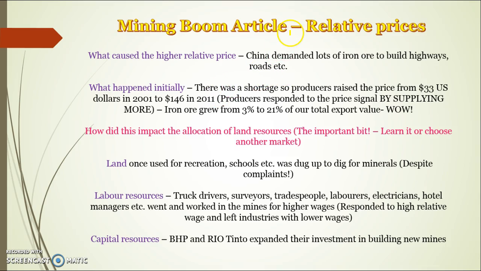Lastly, another example of relative prices is the mining boom. When we had a mining boom caused by China's demand for a lot of our commodities, that led to a higher relative price of commodities, and therefore more resources, land, labour and capital, flowed in. So for example, land that was once used for schools and recreation was dug up for minerals, truck drivers and workers and teachers and others went to work in the mines, and capital resources were also allocated into investment in the mining industry because of the higher profits.